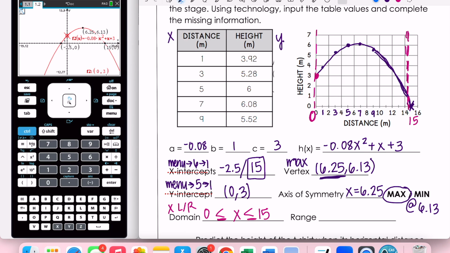Next up, let's talk about our range. These are the y values. We are going from the bottom to the top. So here at the very bottom, I'm setting up my boundary where that t-shirt hits the ground. It is at 0. Then I'm going all the way to the top to my vertex. So remember, our vertex was at 6.25, 6.13. Guys, remember that your range is always set up at the vertex, and our y value on our vertex was 6.13. So 6.13, this is where my boundary line is being set up.